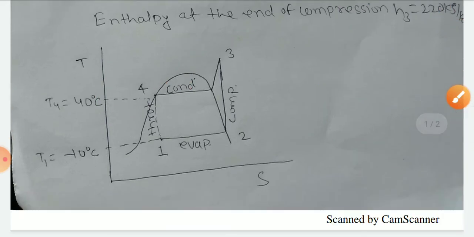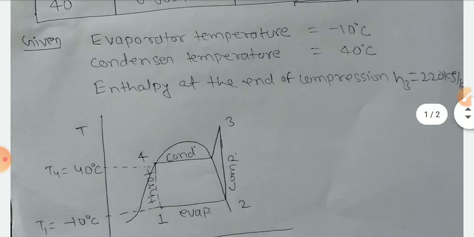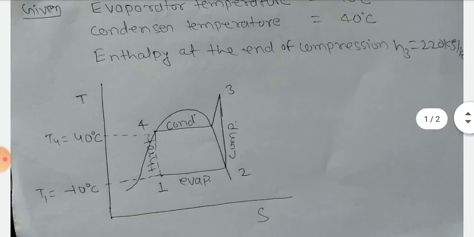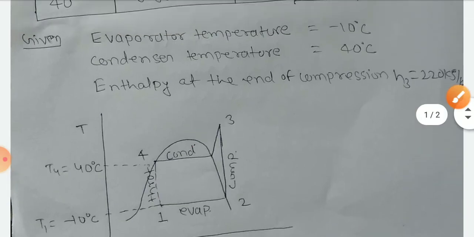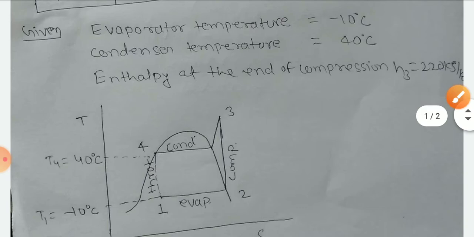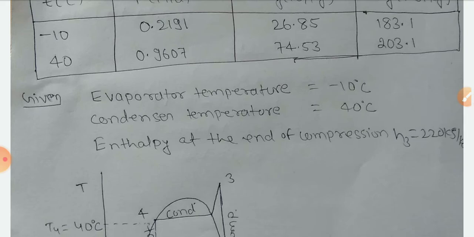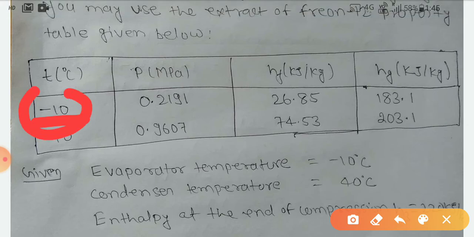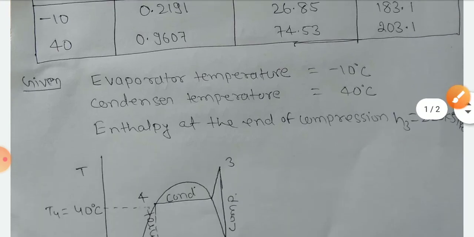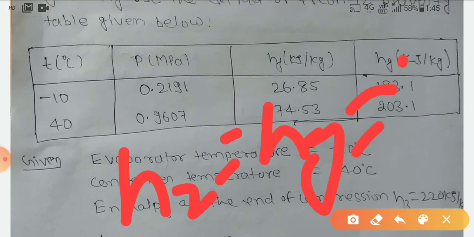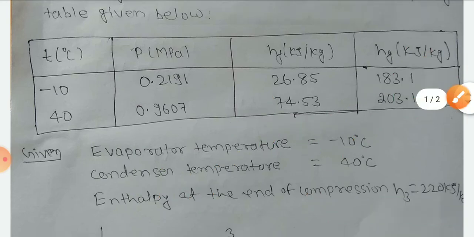So now, using this table, I am going to find H2. You can see here this one is a saturation line. This is the critical point here. And here is vapor, here is liquid plus vapor, here is the liquid zone. So at minus 10 degrees Celsius, H2, you can see in this table, this is minus 10 degrees Celsius and Hg. So H2 is nothing but Hg, that means 183.1 kilojoule per kg.